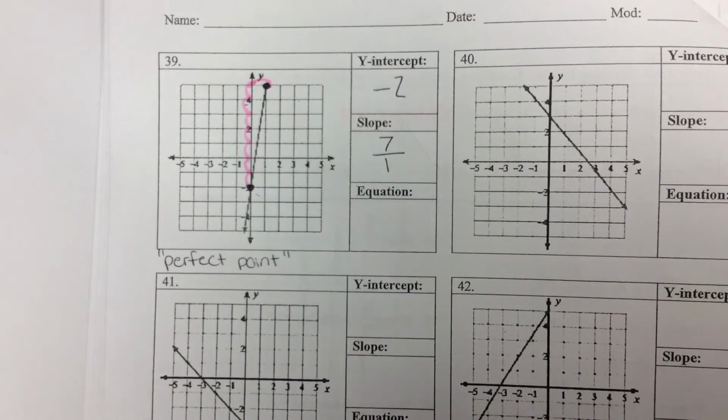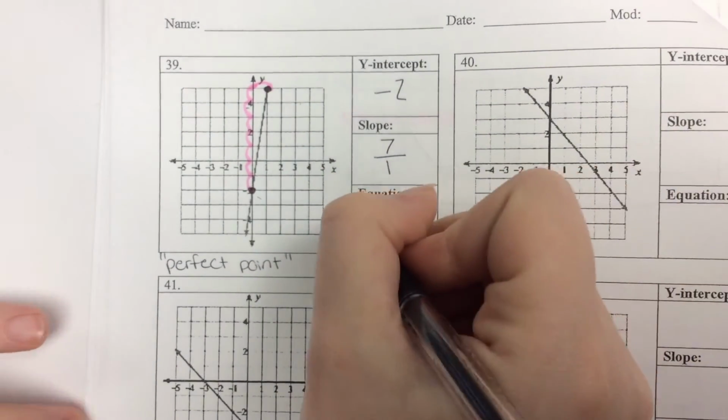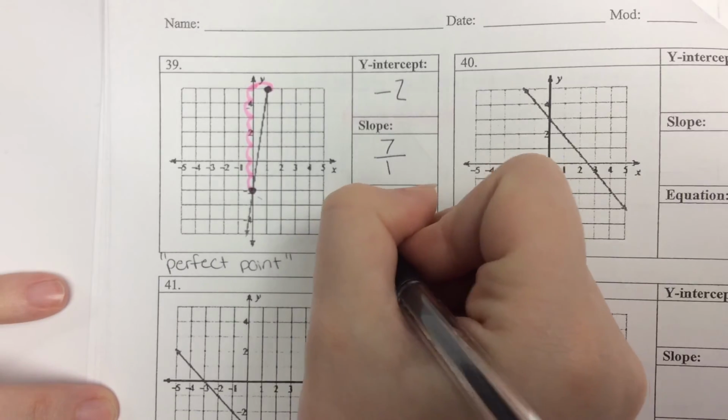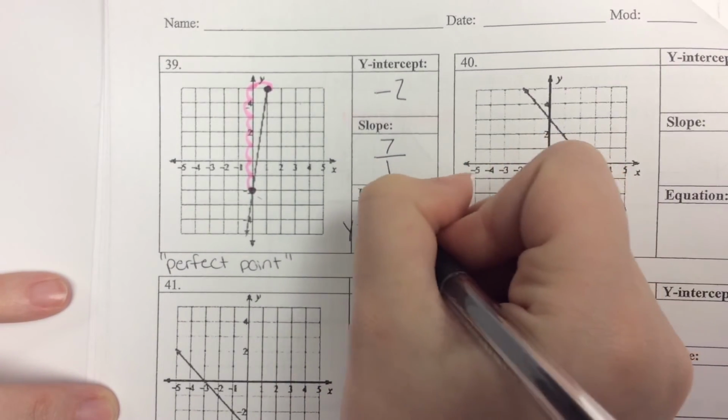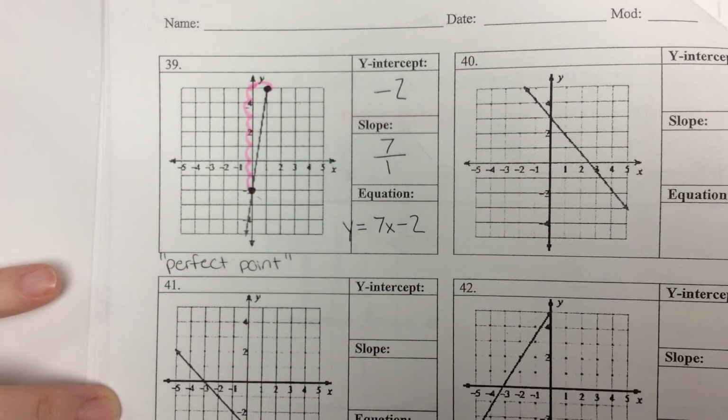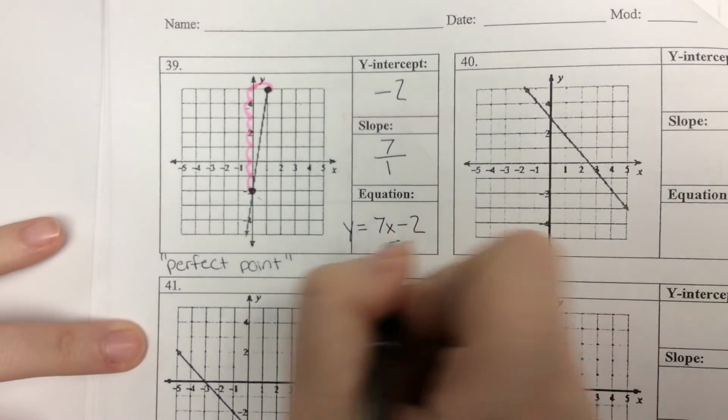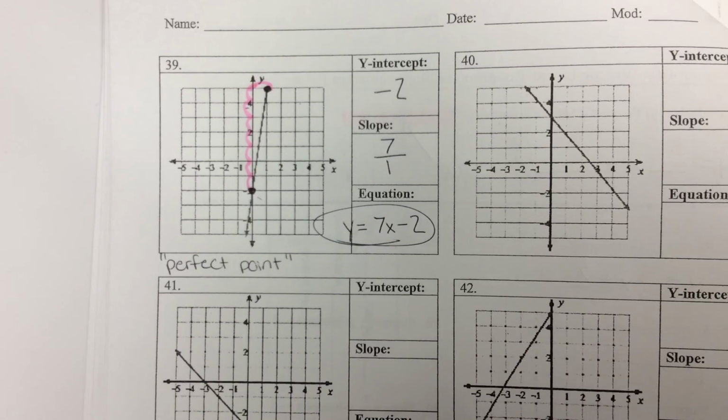So let's write this as an equation. Y equals mx plus b. Y equals m, the slope, is 7x, minus 2 for the b. All right, so that's our equation. Let's go down to 41.